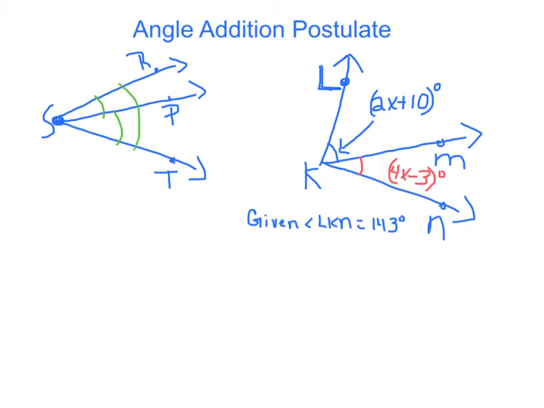So let's write that down as an equation. Angle RSP plus angle PST is going to equal the larger angle of RST. That is the angle addition postulate.